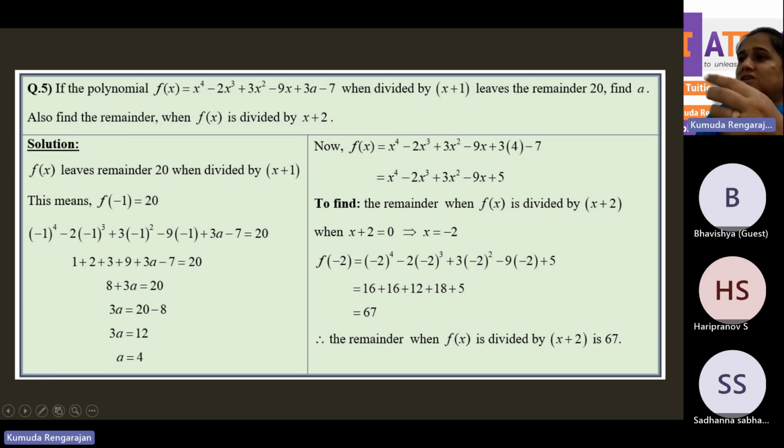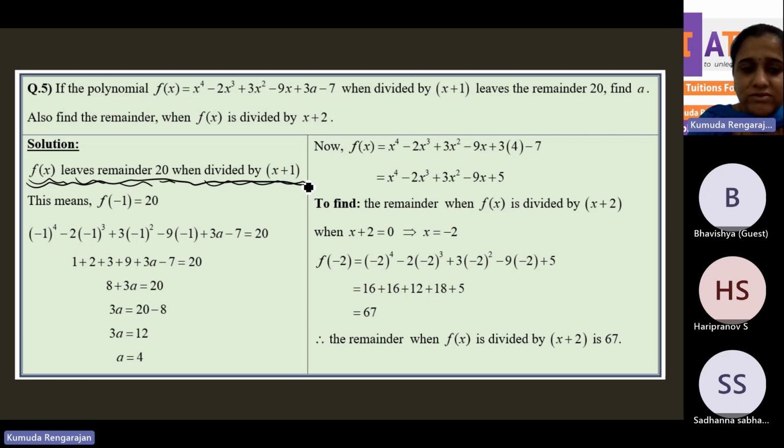Maybe I'll just do it once again, children. Sorry to disturb you. Please listen again. See here. It's given that f of x leaves remainder 20 when divided by x plus 1. This is given to us. So how do you put it symbolically? When you equate x plus 1 is equal to 0, x is equal to -1. So f of -1 is equal to 20. That is what is given to us.